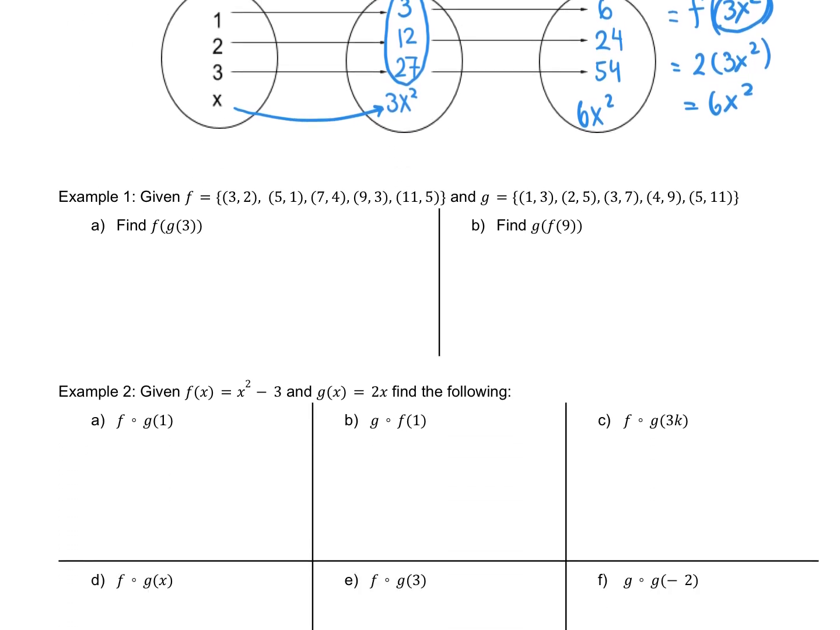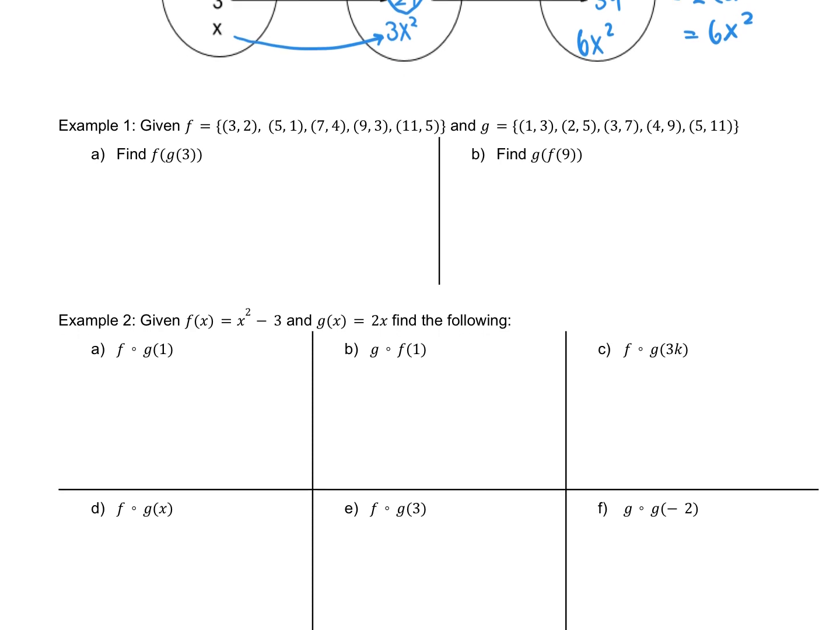So let's look at a few examples where we're practicing this notation and identifying the values for these composite functions. In our first example, we're given function f and function g with a set of coordinates. The first question asks us to find f at g at 3. The first thing I need to do is figure out what g at 3 is. G at 3 is saying when x is 3, what is y in function g? So I go looking, and here's the coordinate. When x is 3, y is 7.